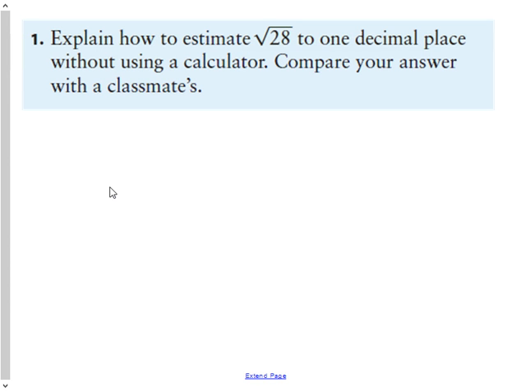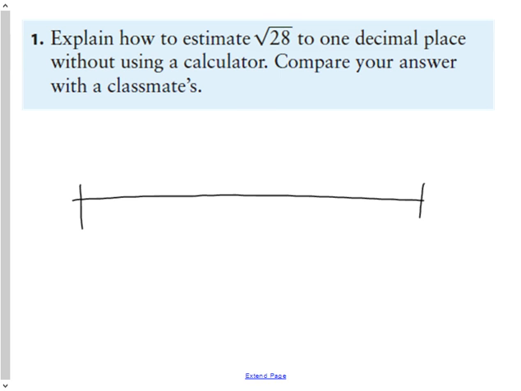This is section 3.3 on Pythagoras, estimating square roots of numbers. The first question says, explain how to estimate the square root of 28 to one decimal place without using a calculator. So the answer for this is, and the method that we use is we create a number line.